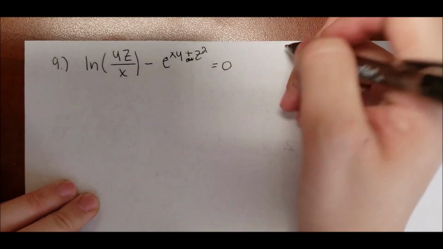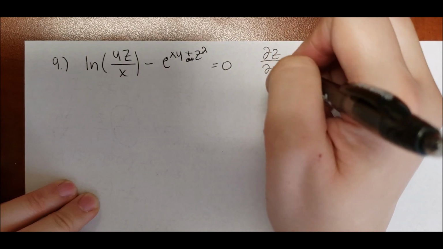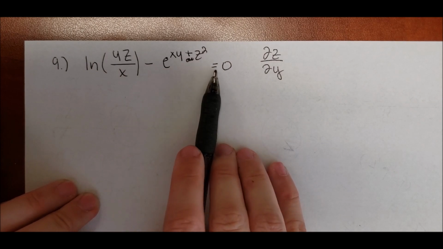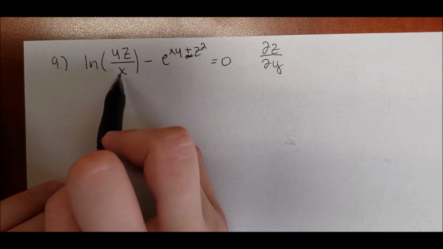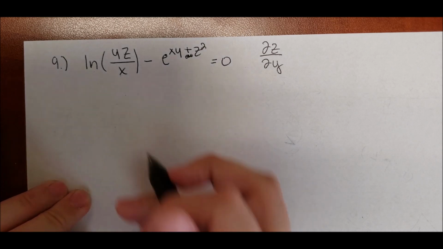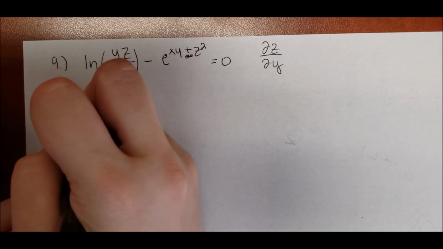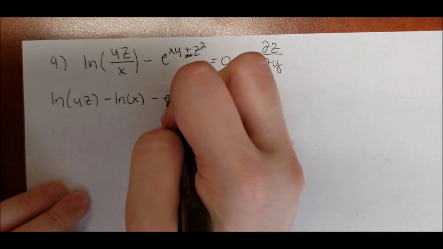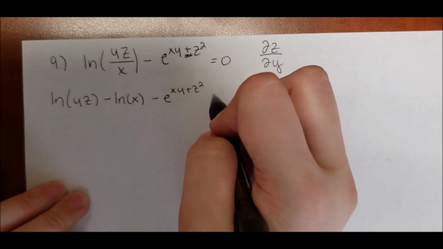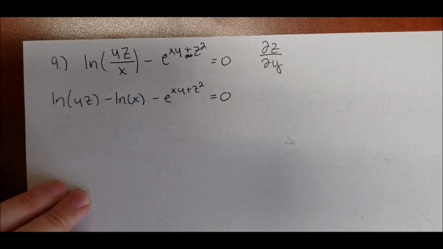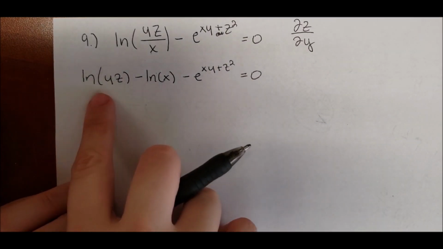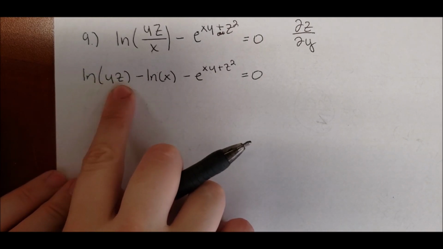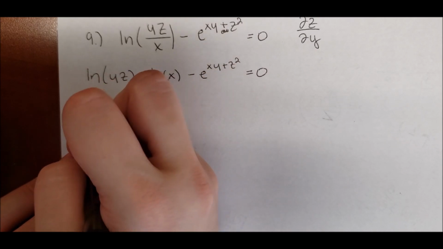So for this, I have to find the partial of z with respect to y. The whole time I'm going to hold x constant. I'm going to start by simplifying the log. So now I have y and z together, so I'm going to use the product rule. I'm going to first take the derivative with respect to y.